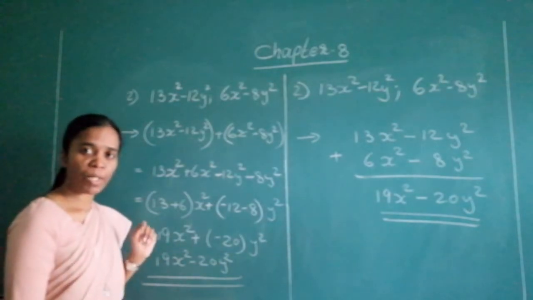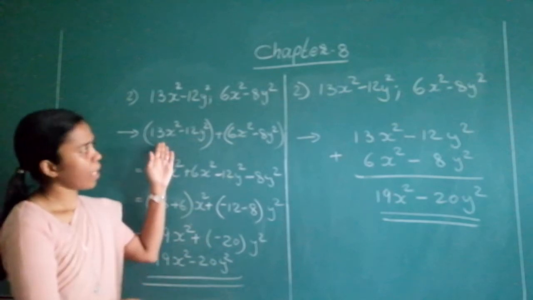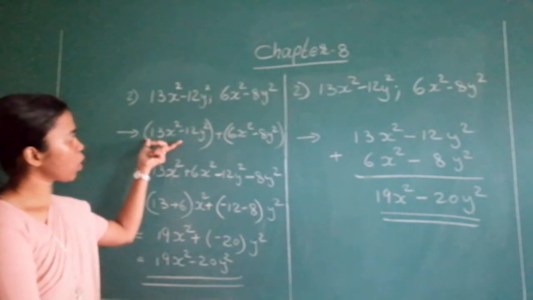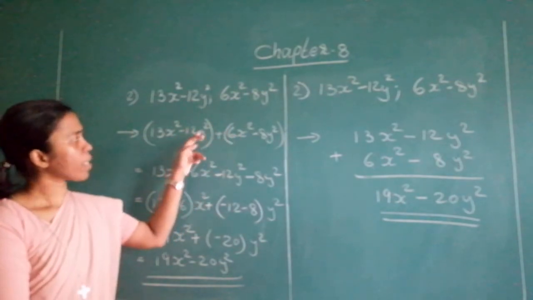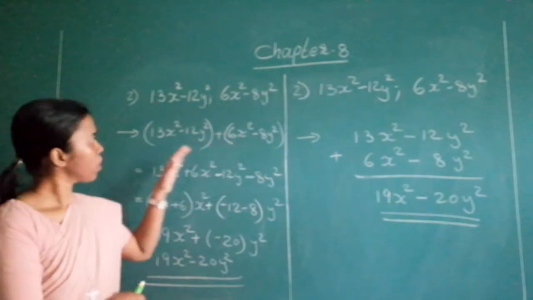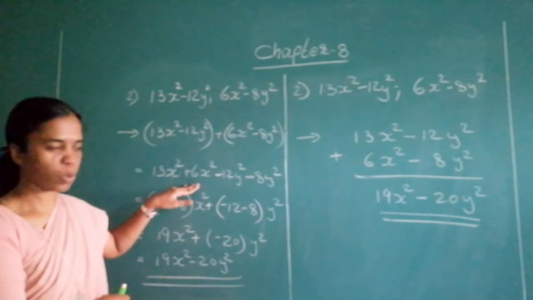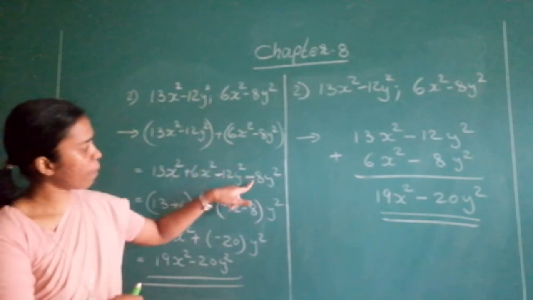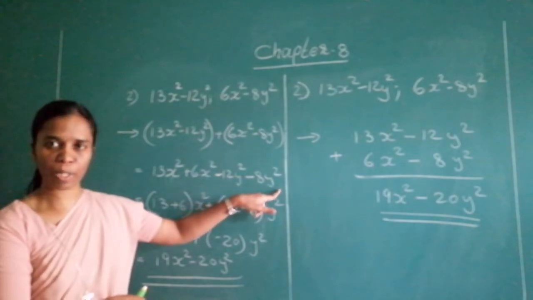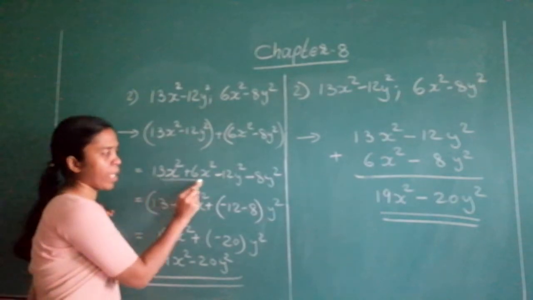In the next step, what are we supposed to do? Bring the like terms together. What are the like terms? I can see that this also is x square, x square. So these are like terms. Y square and y square are like terms. So I bring 13x square plus 6x square minus 12y square minus 8y square. I put them together. Now, like terms I can add.